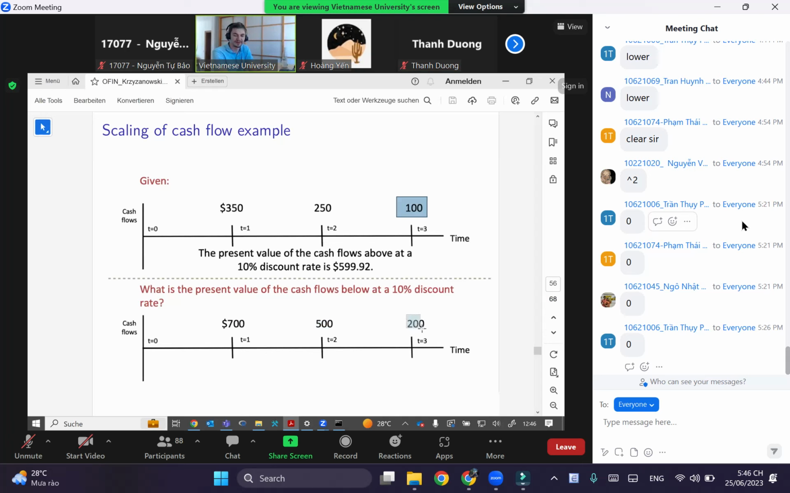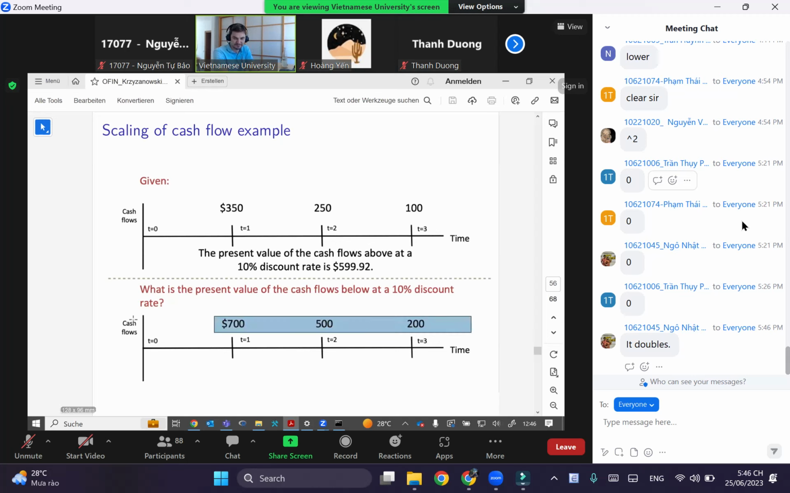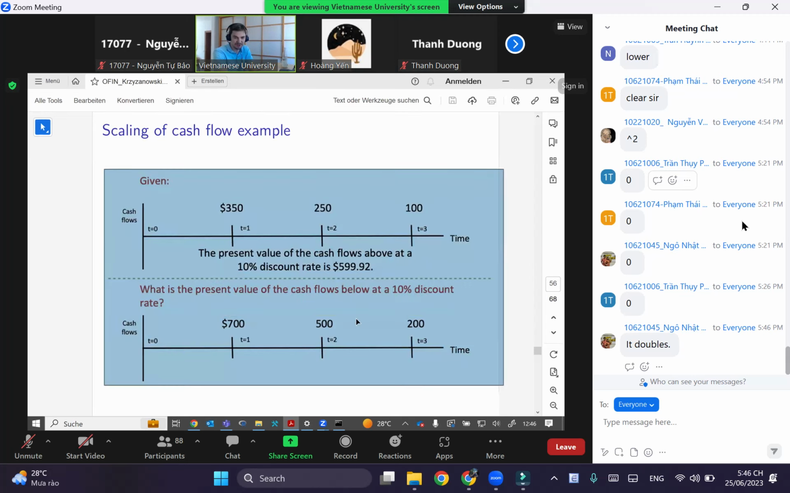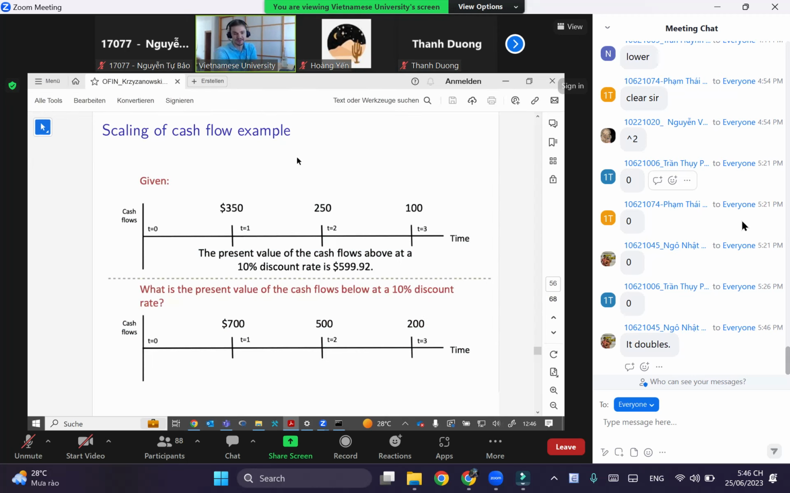Sorry, I didn't understand this. Sorry, that was my bad. The second one is larger. Yeah, it's double. Yeah, exactly. So you see the cash flows of the first one are half as big as the cash flows of the second one. Basically what you see here is that the cash flows of the second example in each of the periods are exactly twice as big as in the first one.